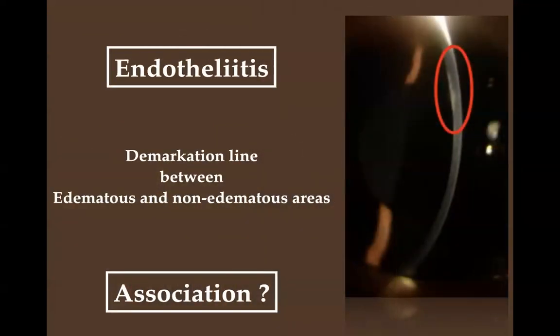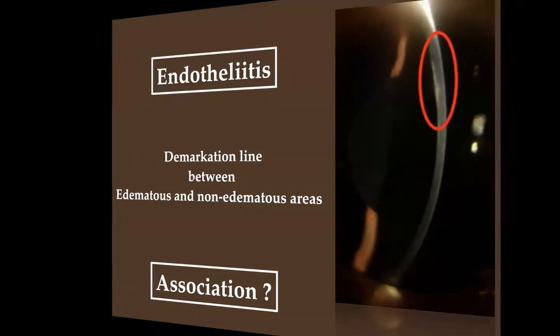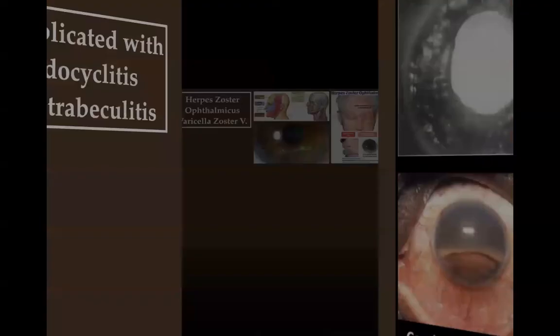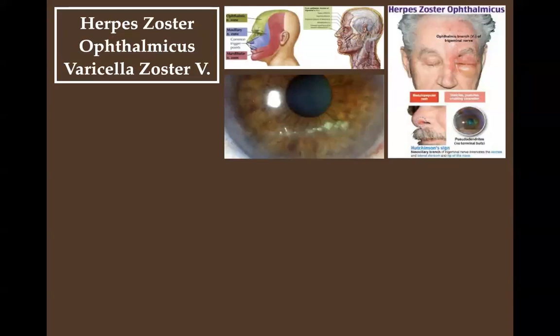Endothelitis is very rare, but there is a demarcation line between the edematous and non-edematous areas, and this patient should present with uveal tract affection with the herpes simplex virus. Also here are the complications with iridocyclitis and trabeculitis. These are severe cases with very bad prognosis and should be aggressively treated with systemic and topical treatments.